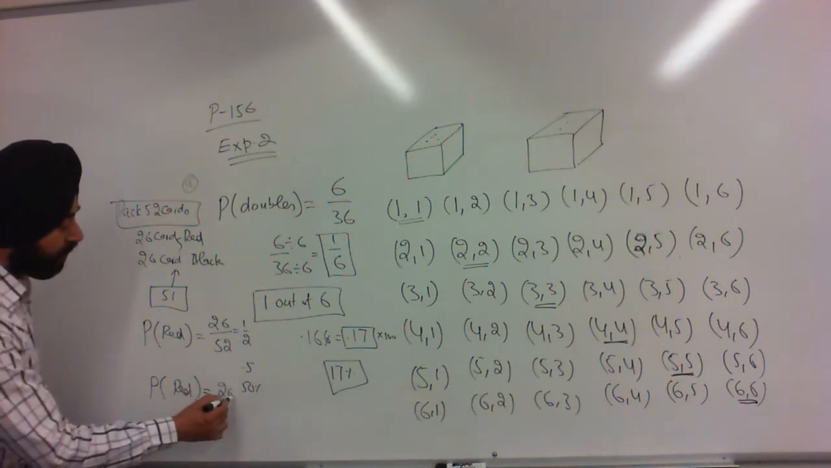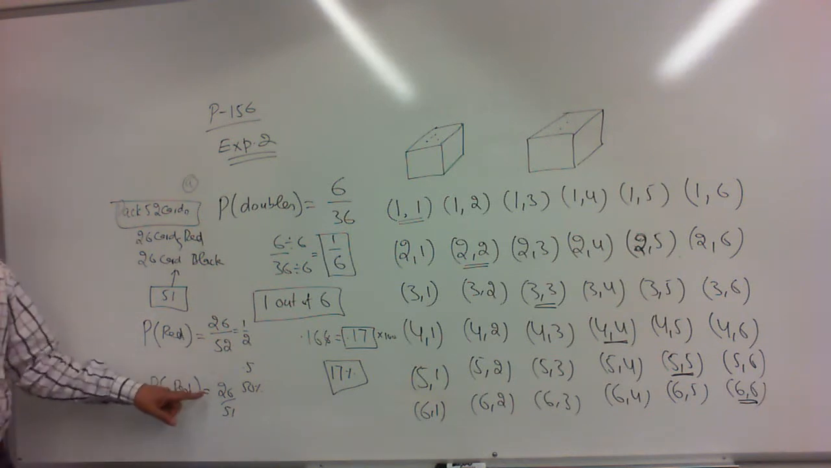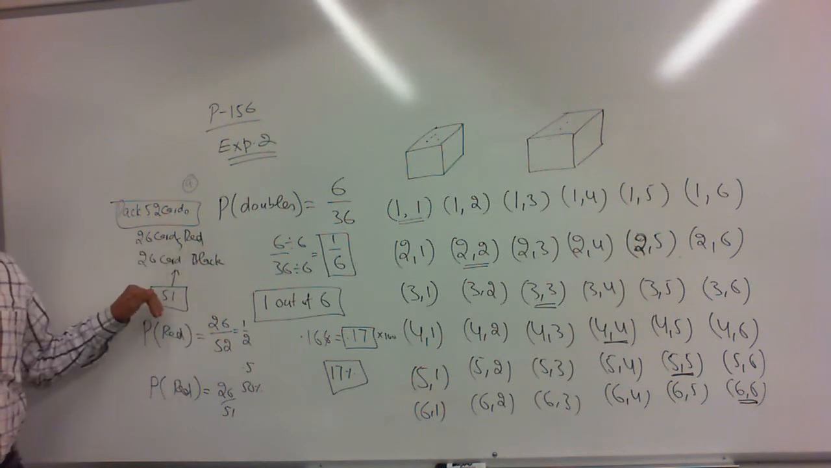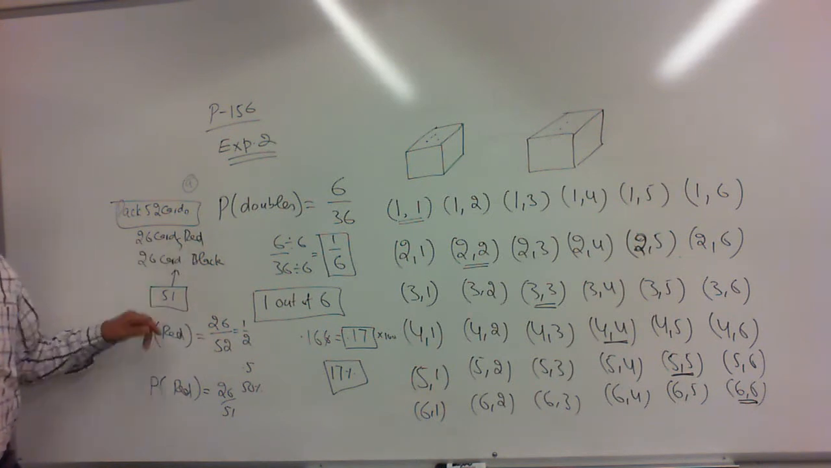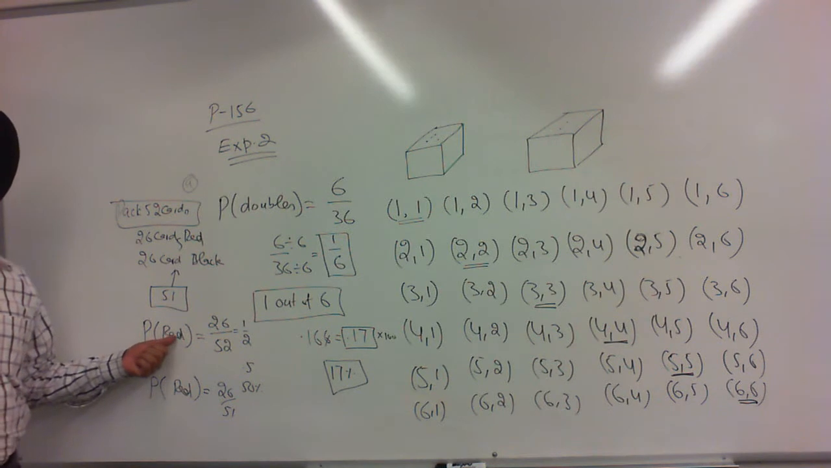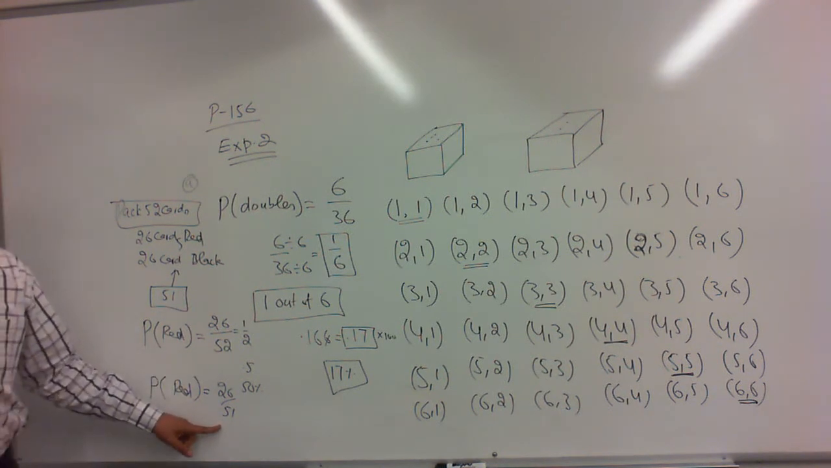So what's the probability of your second attempt having a red card? It's 26 divided by 51, not 52, because now the total number of cards is not 52. You didn't put that card back into the pack. In this case, the probability of the second attempt is not independent. It depends on the previous one, because this number has changed.